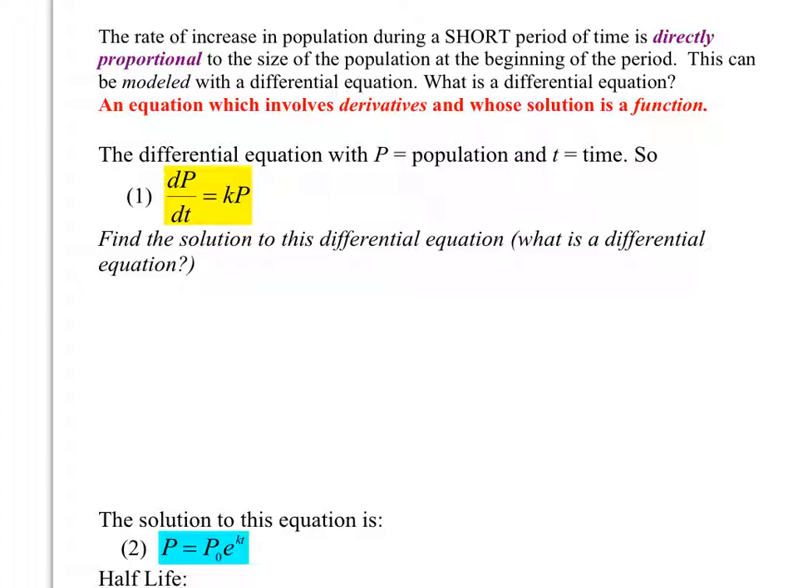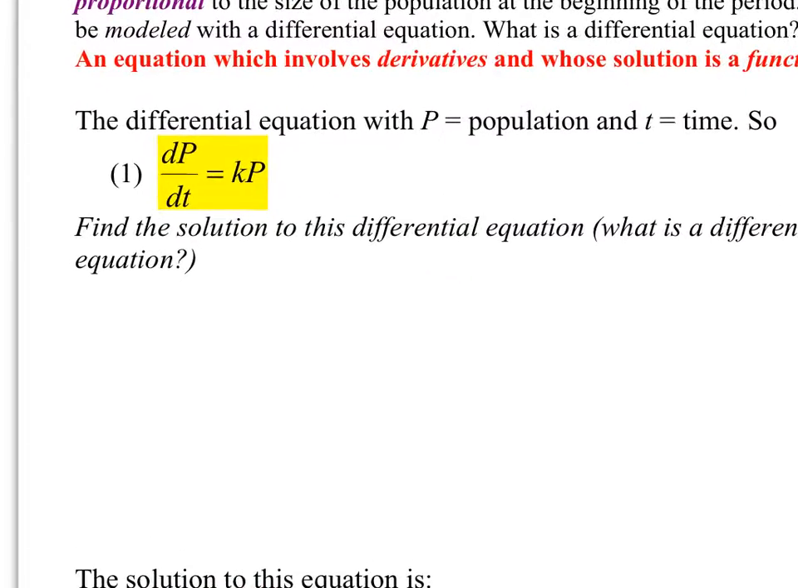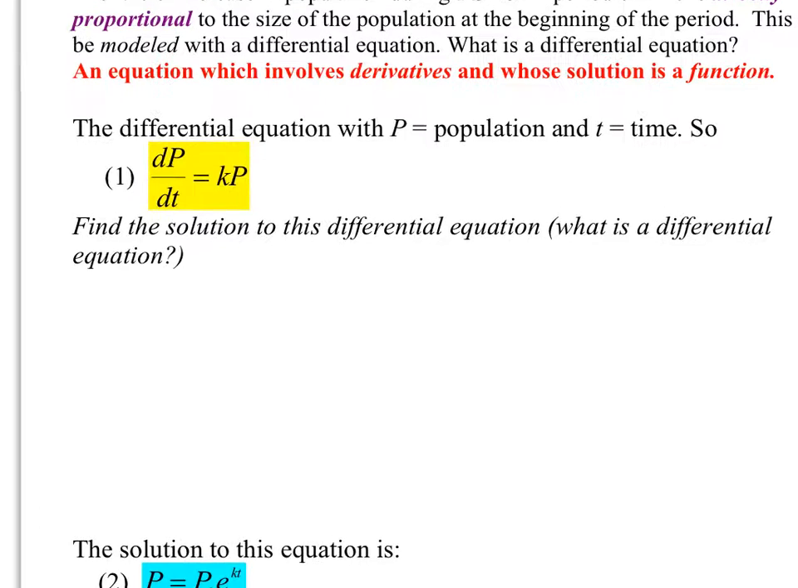So the differential equation with p equal to population and t equal to time. So let's look at this. The change in population with respect to time is some constant times that population. Find the solution to this differential equation.